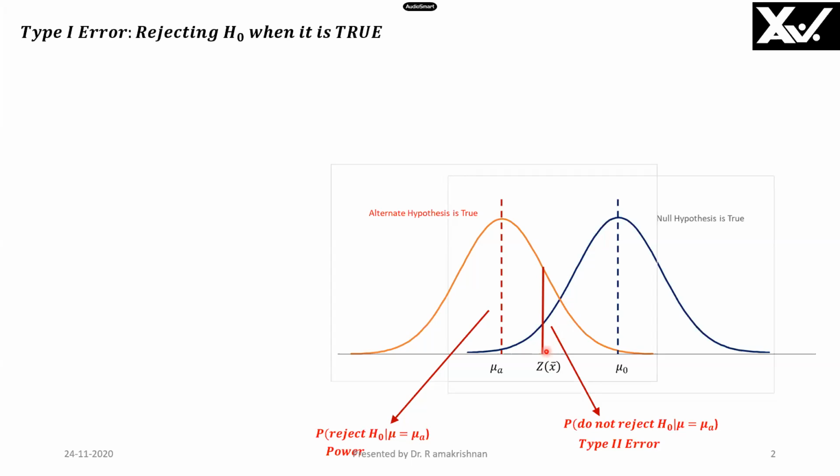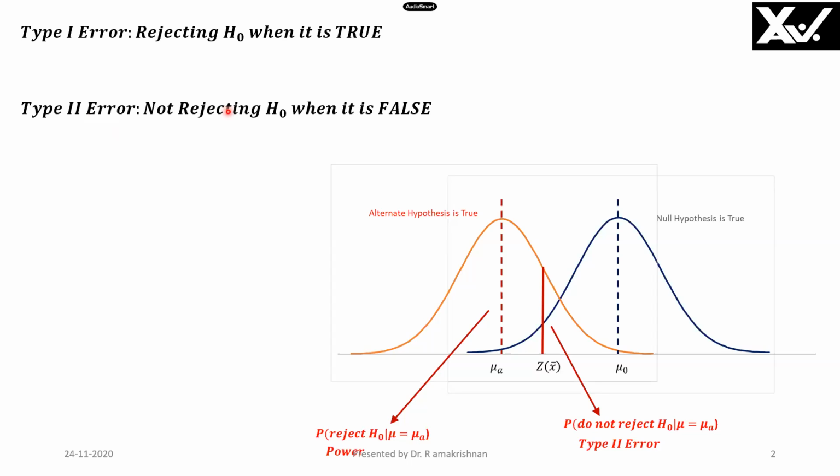Then what do we do? If the value is below this critical variable value, then we are rejecting this null hypothesis. Even though it is falling under the null hypothesis, we are rejecting it. Therefore, this is called type 1 error. The significance level, we are fixing it beforehand. So that itself is the type 1 error.